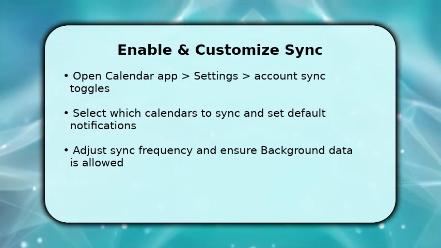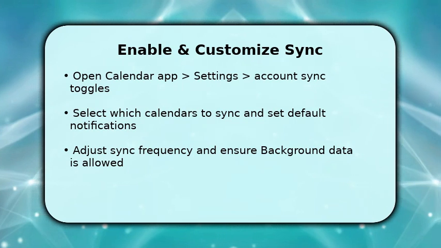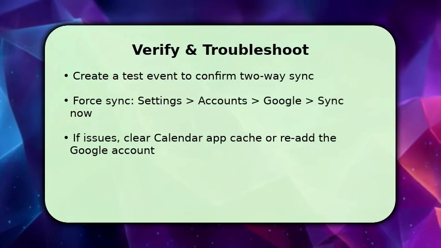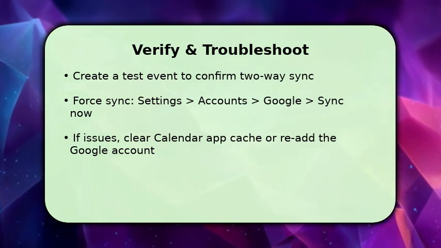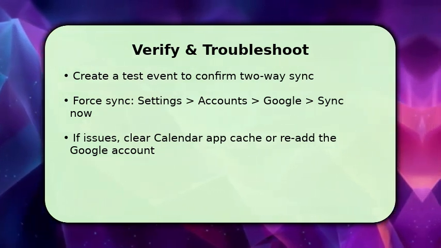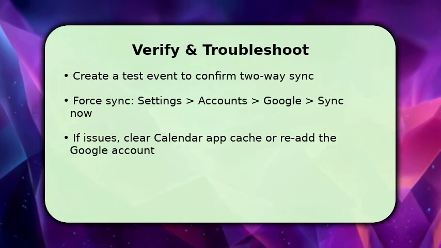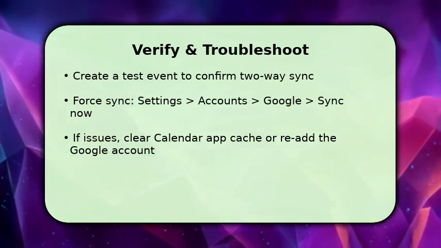Once configured, changes on either device propagate quickly. Finish by creating a quick test event on your computer or phone and watch it appear on the other device. You should see changes within seconds. If it doesn't, force a sync from Settings, Accounts, Google, Sync Now and check app permissions.